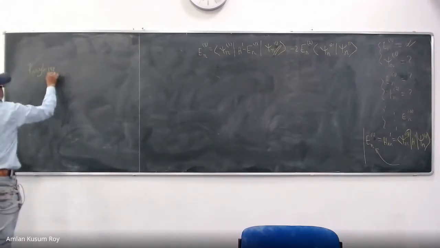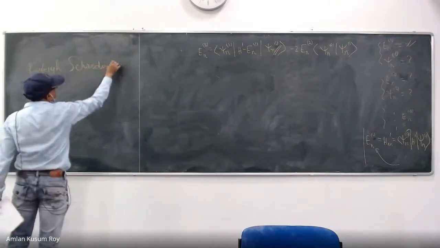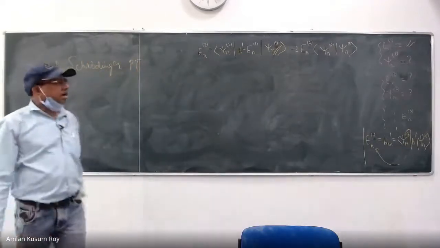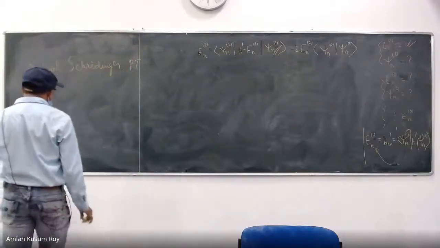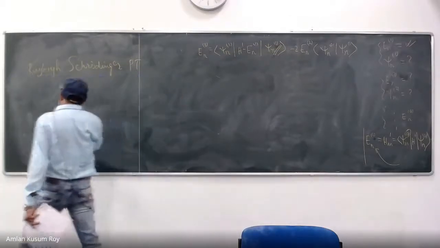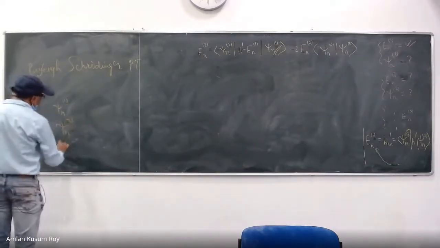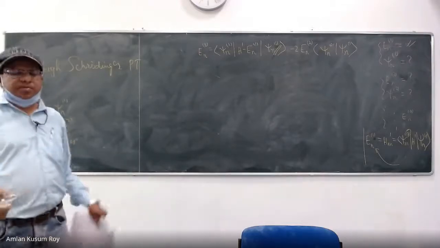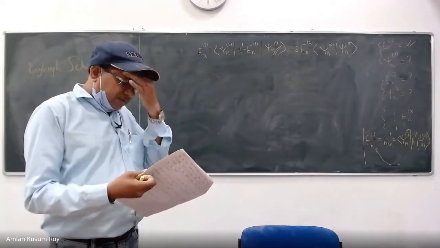Rayleigh-Schrodinger perturbation theory. Okay? So what does Rayleigh-Schrodinger perturbation theory say? It is a very simple idea. The crux of the problem is to find out the wave function: psi n1, psi n2, psi nk. That is the general problem. So Rayleigh-Schrodinger perturbation theory starts with the understanding that you can use the unperturbed states.